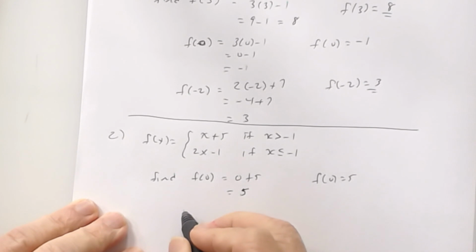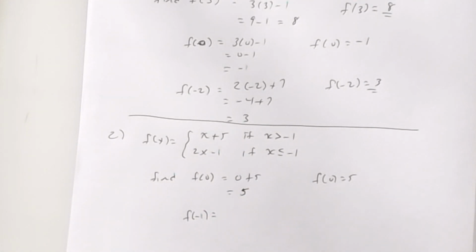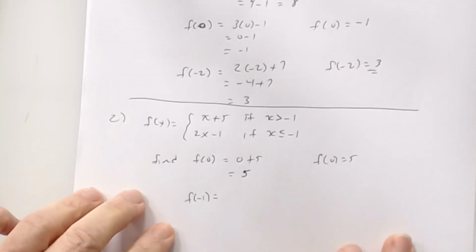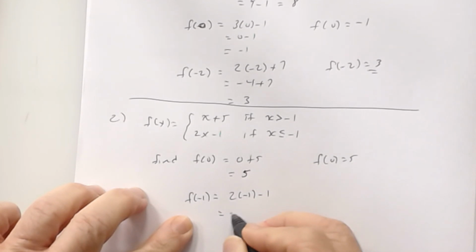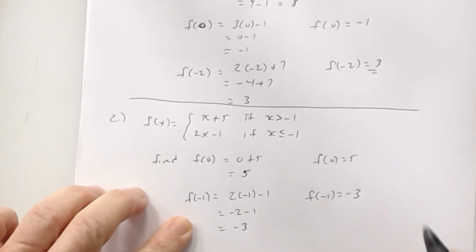Let's find f of negative 1. Which part of the function do I use if I want to find f of negative 1? The bottom, because that's the one where negative 1 is less than or equal to negative 1. So I get 2 times negative 1 minus 1, negative 2 minus 1, which is negative 3. So f of negative 1 equals negative 3.